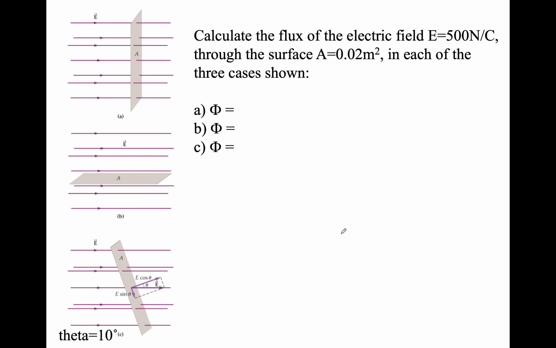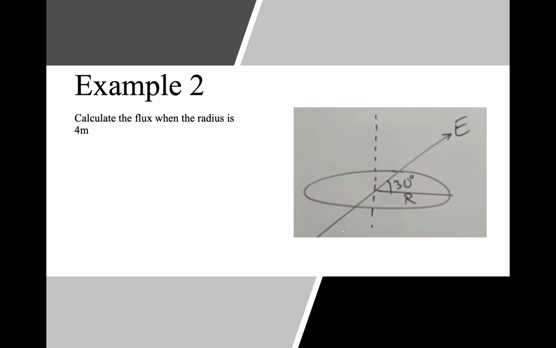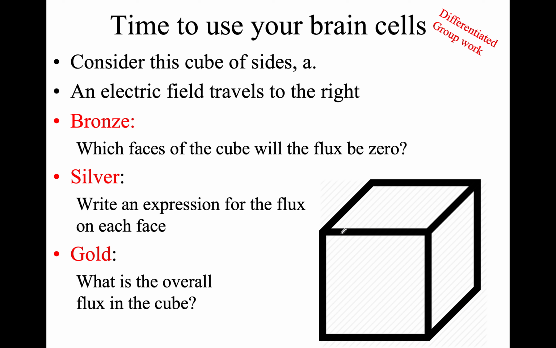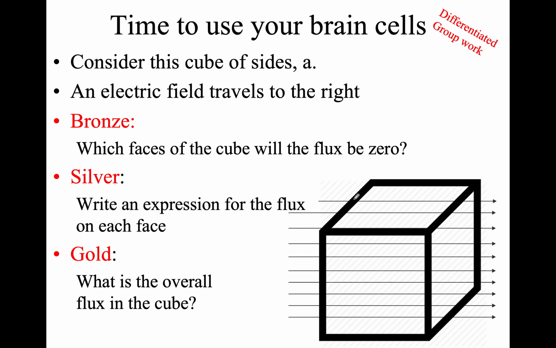We calculated some problems. We solved some of these here in class. And then we looked at something a bit more challenging, which was a cube. We have an electric field. Let's say it's traveling to the right. And there are 3 questions. Which faces will it be 0? Can you write an expression for the faces? And finally, what will the overall flux be?